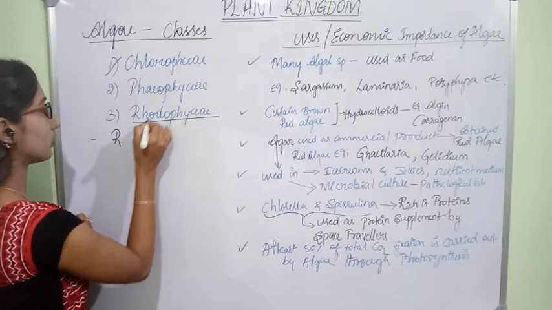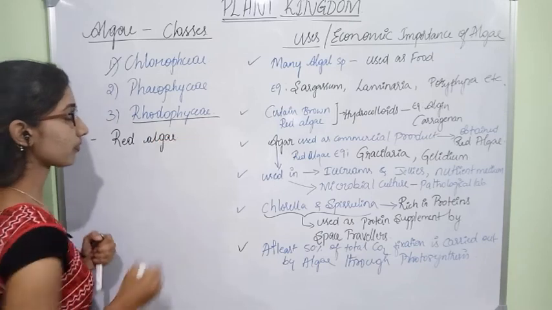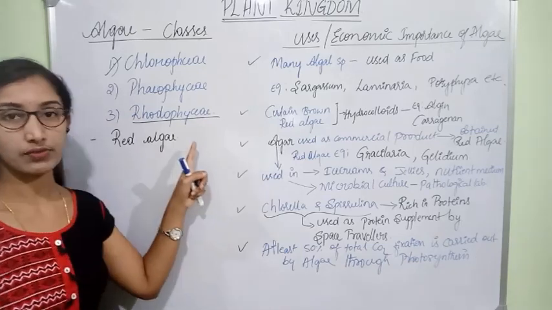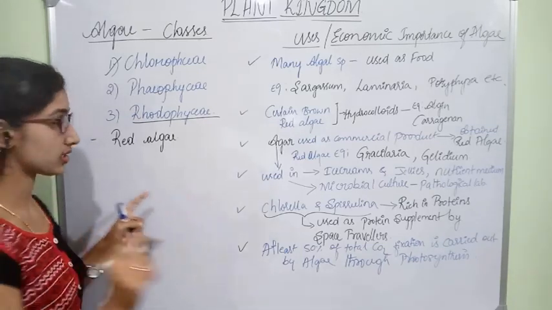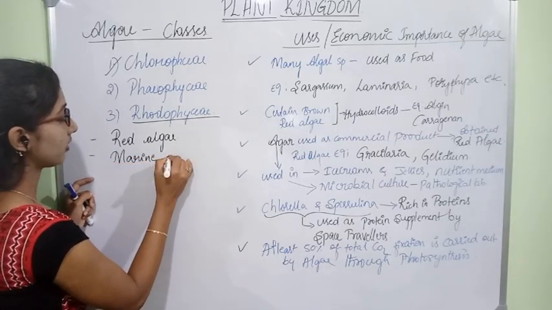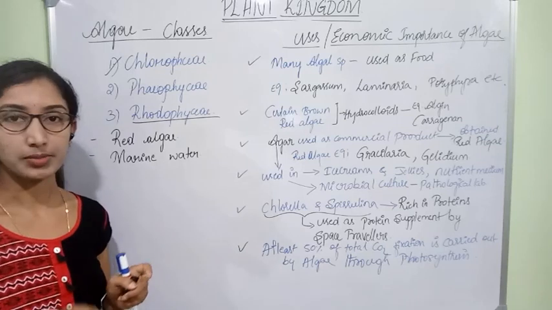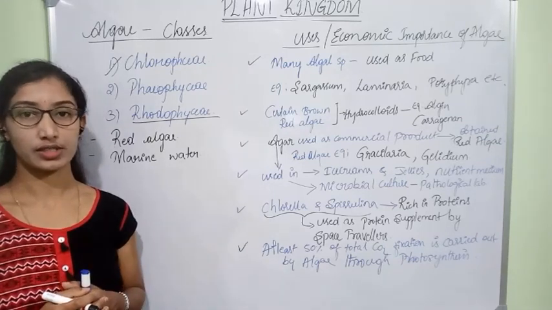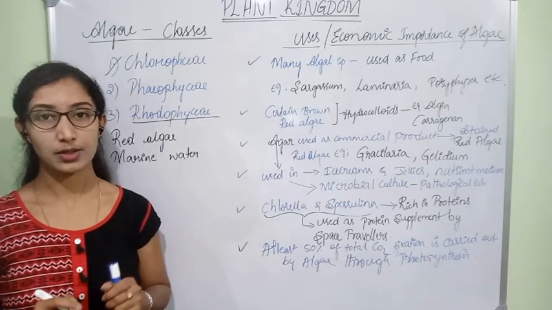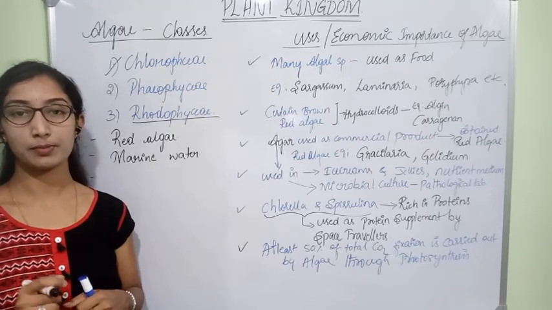The members of Rhodophyceae are commonly called red algae. Usually these red algae are commonly found in marine water. They are found in marine water, and these Rhodophyceae members are called red algae because of the presence of a pigment in them.